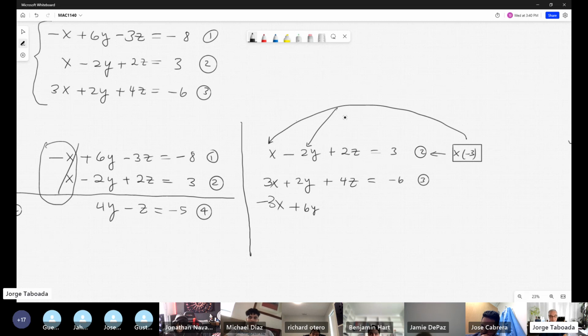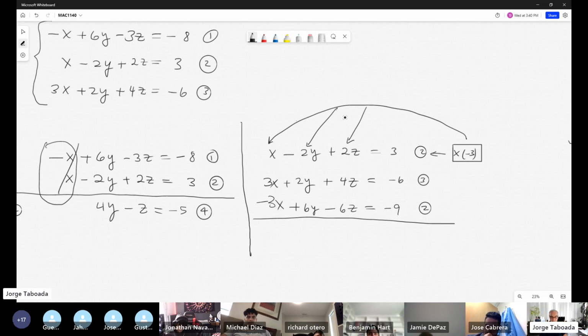And negative times negative is positive. And multiplication by this, again, is 6, but it's negative 6z equal negative 9, because negative 3 times positive 3 is negative 9. And this is my equation number 2 again, equivalent, nice. This is the same, not new, it's the same. They are, in effect, a system of equations that is linearly dependent.